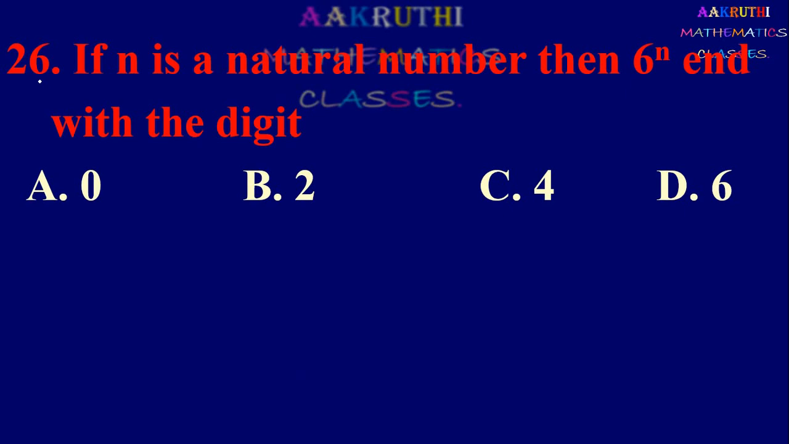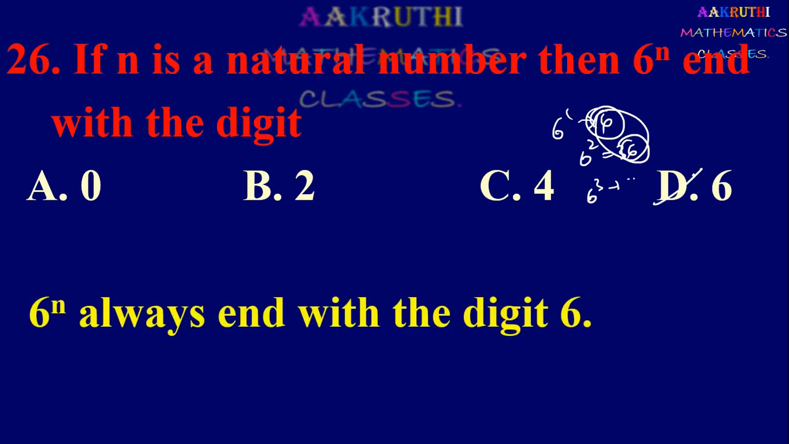So next question number 26. If n is a natural number, then 6 to the power n ends with the digit. So here we have 6 to the power 1, which is 6. And 6 to the power 2 equals 36. And 6 to the power 3. Like this we have to continue and find the last digit. This is a very simple question. If you take any power, the last digit is always 6. Therefore 6 to the power n always ends with 6. So we take 6 to the power any number, the last digit is always 6 only. So therefore correct option is option D.